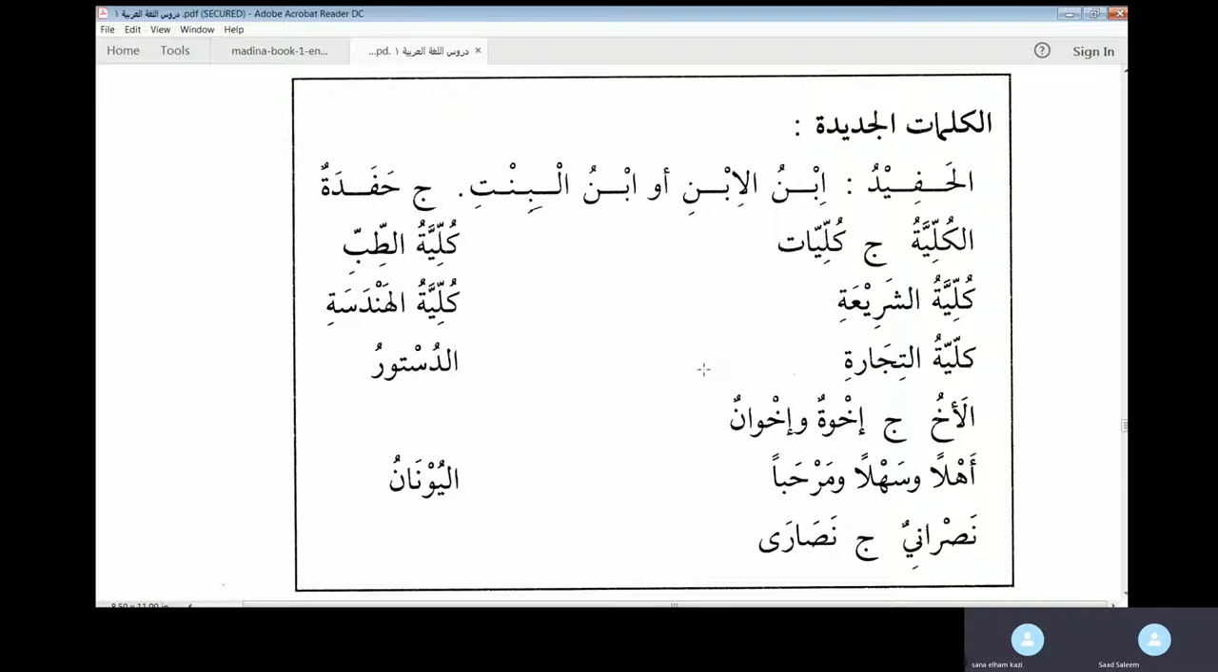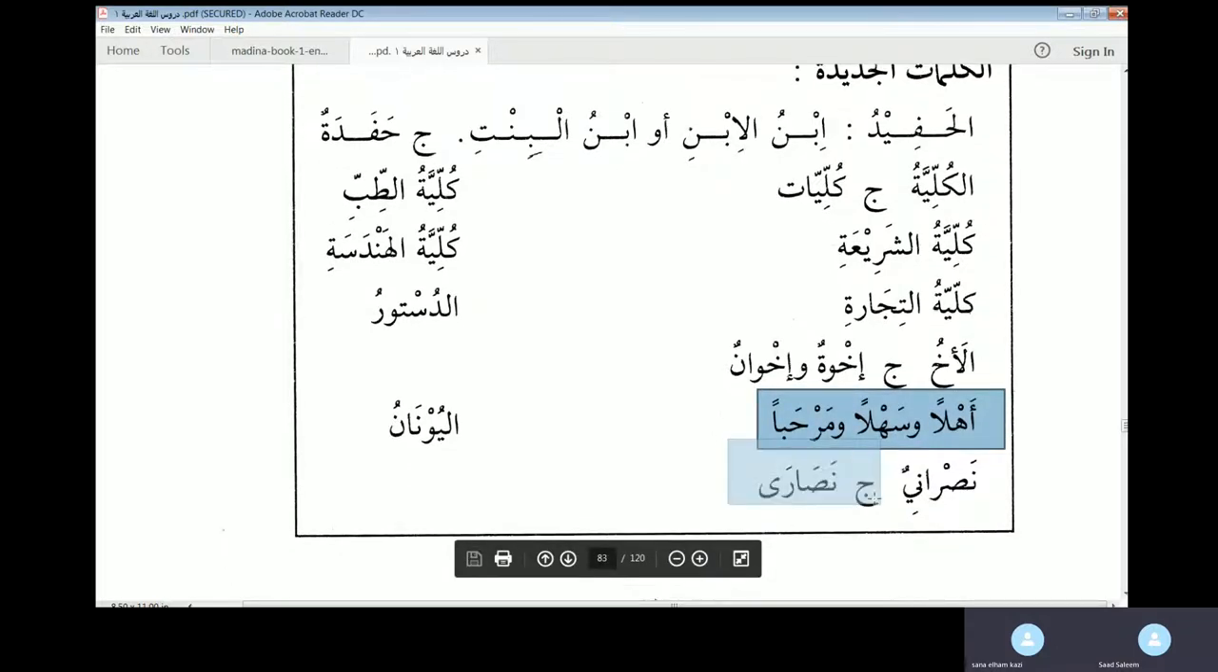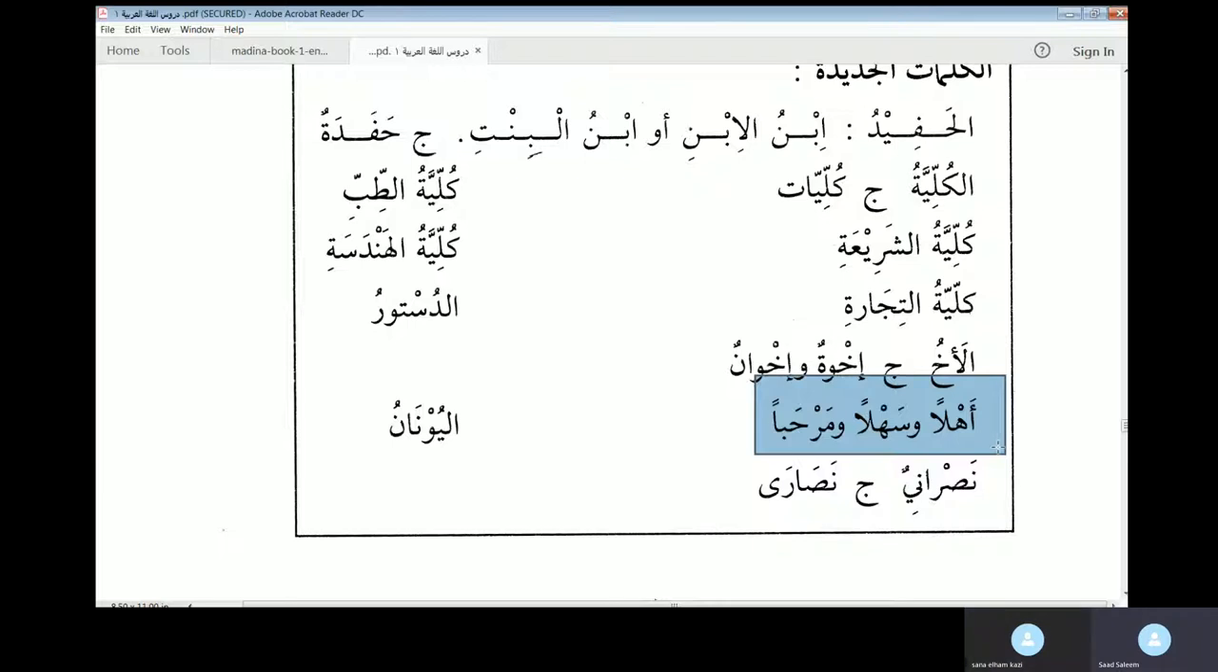Al-akh, plural: ikhwatun and ikhwanun. Both are the same. Ahlan wa sahlan wa marhaban mean welcome. When we simply say welcome, we say ahlan. Ahlan wa sahlan, this time we give him more importance. When we say ahlan wa sahlan wa marhaban, this time we give him extra importance.